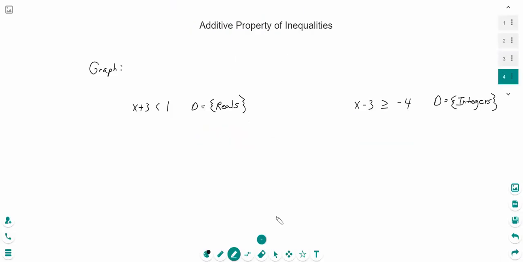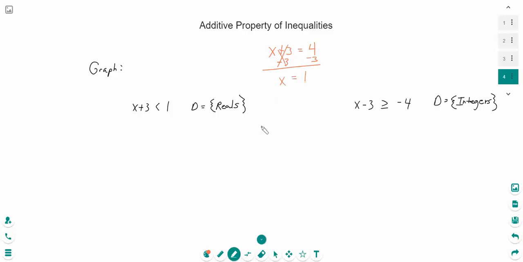All right, moving on. Our next topic here, we have the additive property of inequalities. This one is very simple. It shouldn't take us long to get through this. All we're talking about is kind of treating inequalities as equations. Okay, so when we've learned about equations, we learned that if I have x plus 3 is equal to 4, and I want to solve for x, I can subtract 3 from both sides and get x by itself.